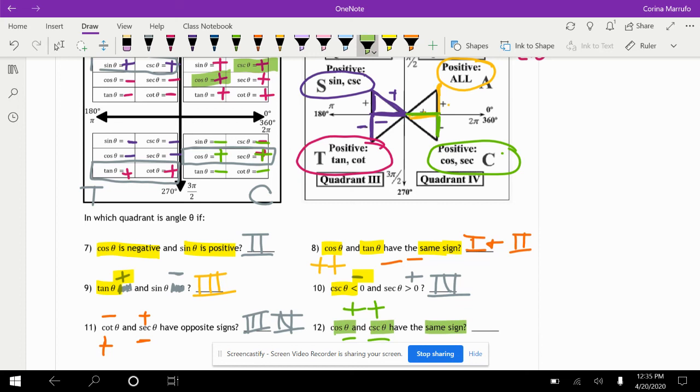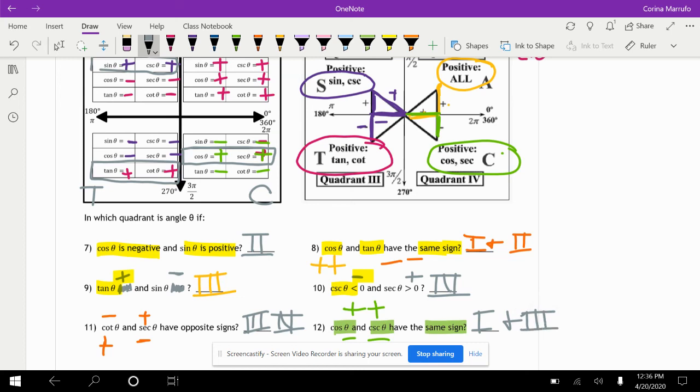If we look at quadrant 2, cosine and cosecant are opposite signs. So that's not what we're looking for. We're looking for the same sign. Here, cosine and cosecant are both negative. So then that's our other option. So it's going to be in quadrant 1 and quadrant 3. So here I'm going to put quadrant 1 and quadrant 3.